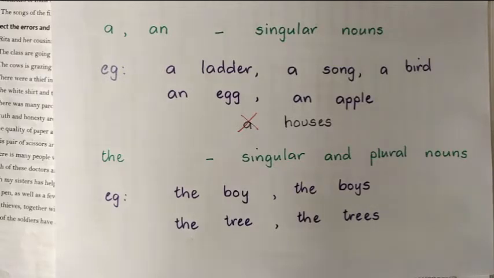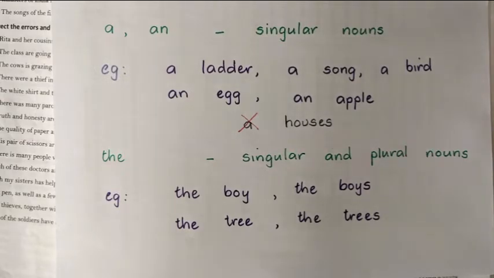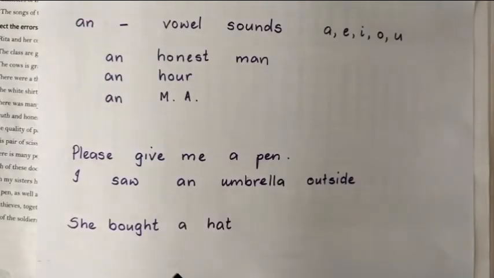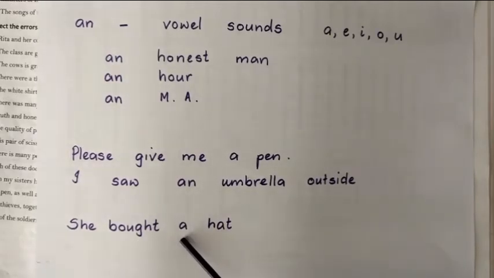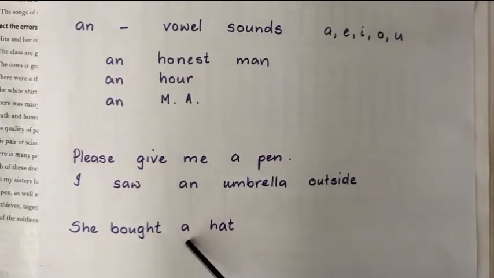Now, let's try and make an example of using a and the. Let's look at the sentence. She bought a hat. That was in a shop. She must have gone to a shop and found a hat that she liked, and so she bought it. It is any hat that was found from any shop. One hat.